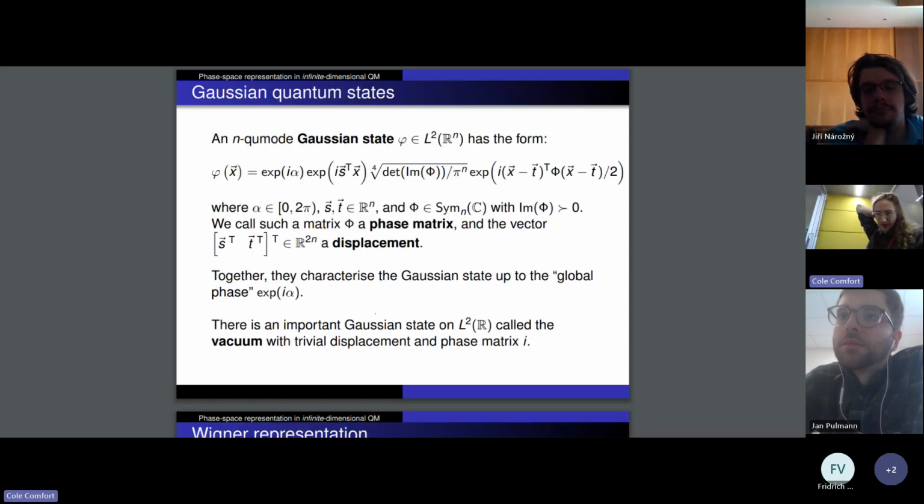Okay, so that was Gaussian distributions and probability theory, but now I'm going back to quantum theory in infinite dimensions. A Gaussian state on this infinite dimensional Hilbert space of square integrable functions on R to the n is a quantum state of this form. So it takes some vector x in R^n, and it produces this thing on the right hand side.